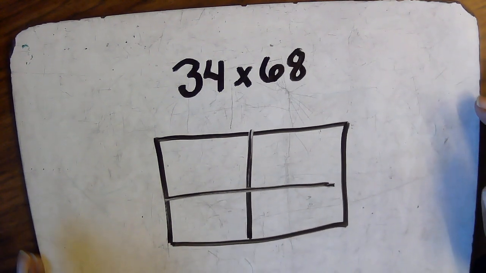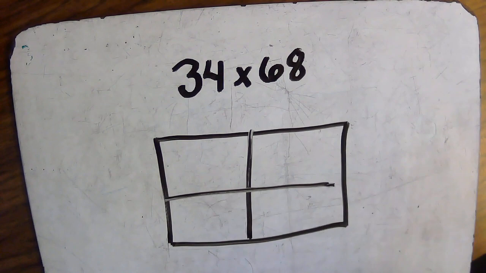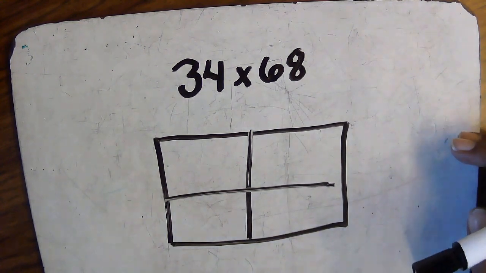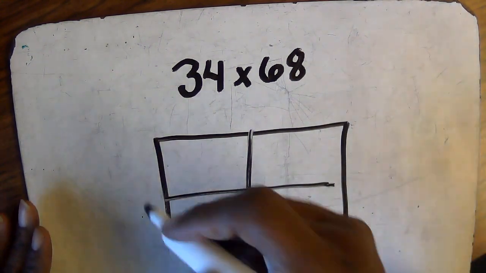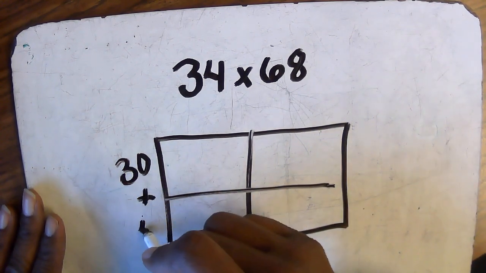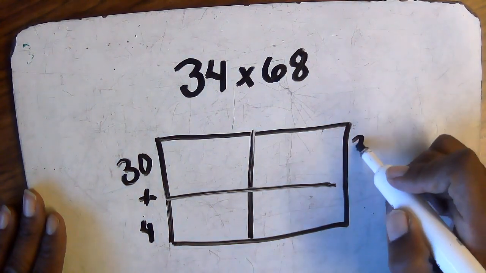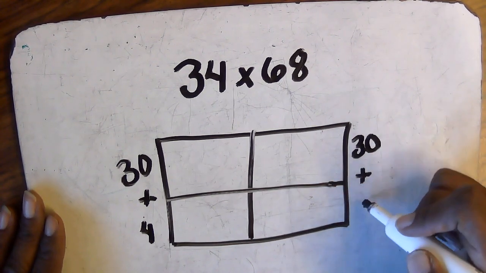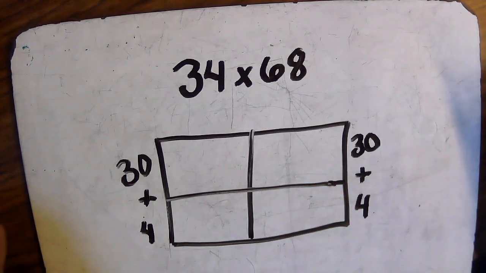Today we're continuing to work with the area model with a 2x2. So the first thing we're going to do is take the number 34 and write it in expanded form. So that would be 30 plus 4. Opposite sides on a rectangle, we have discussed, are congruent or equivalent, which means the same or equal.